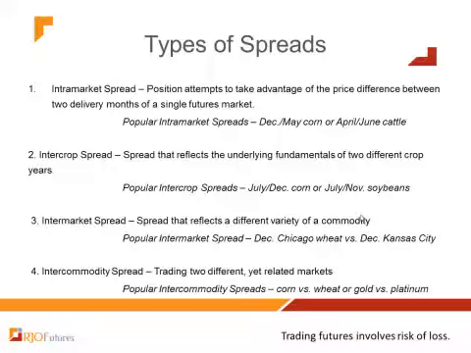When looking at an intercommodity spread, it's trading two different yet related markets. So popular intercommodity spreads would be corn versus wheat, corn versus beans, gold versus platinum, gold versus silver, oil versus unleaded gas, or oil versus heating oil. So a number of different ones, but they're yet related. They might be some kind of byproduct of another product.